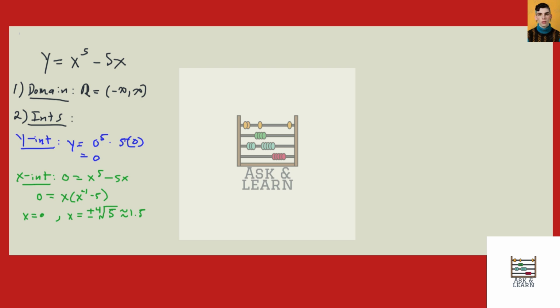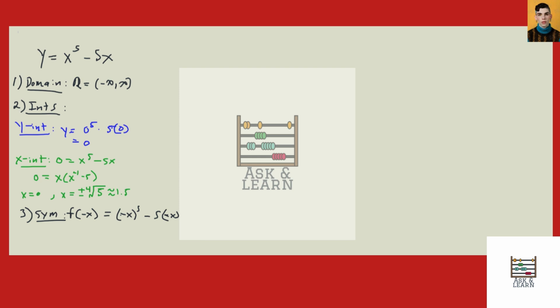The last thing they want us to check is for symmetry. So this won't be a periodic function, but we can check to see if it's going to be even or odd. So we want to check f of negative x, and doing that, we will get negative x to the fifth minus 5 times negative x. Well, we can go ahead and pull that negative out of the fifth power, since it would be negative 1 to the fifth. So that should be negative x to the fifth, and then those two negatives there cancel out.